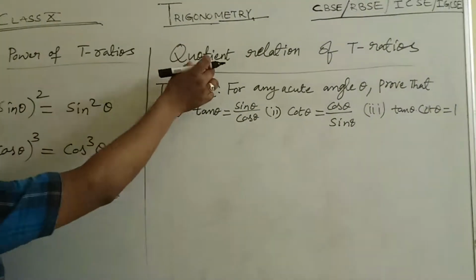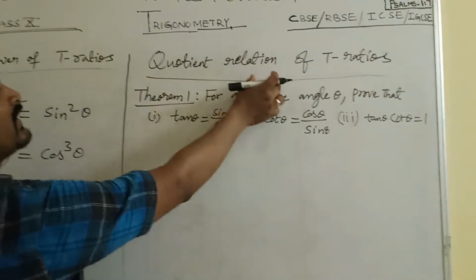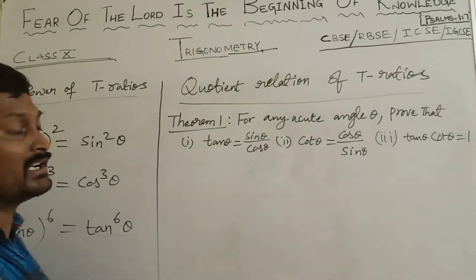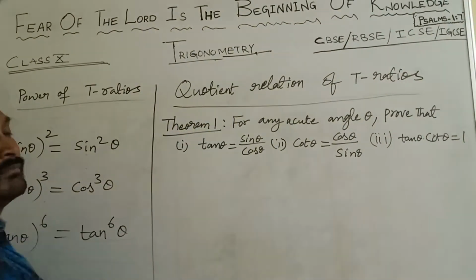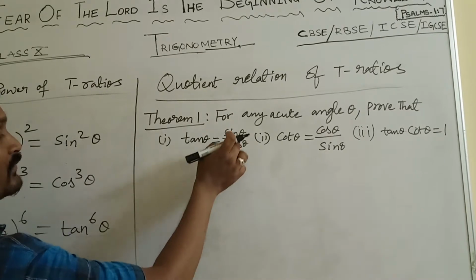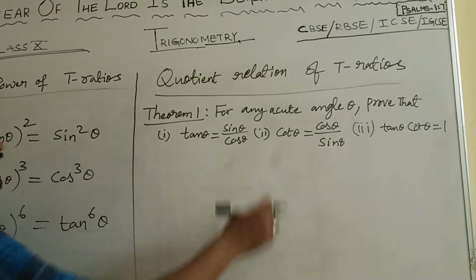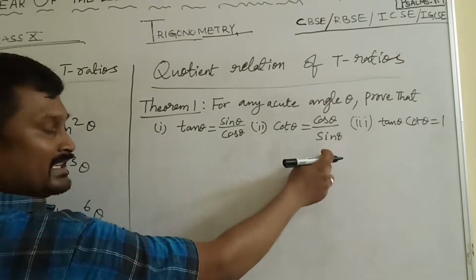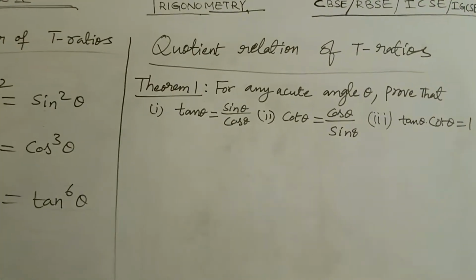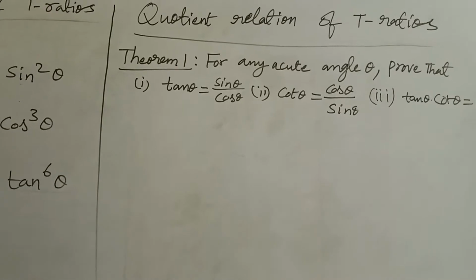Now we are going to the next topic, quotient relation of trigonometric ratios. T ratios means trigonometric ratios. In that, the first theorem: for any acute angle theta, prove that tan theta is equal to sin theta upon cos theta, cot theta is equal to cos theta upon sin theta, and tan theta into cot theta is equal to 1. How, sir, will we prove this for any acute angle theta?